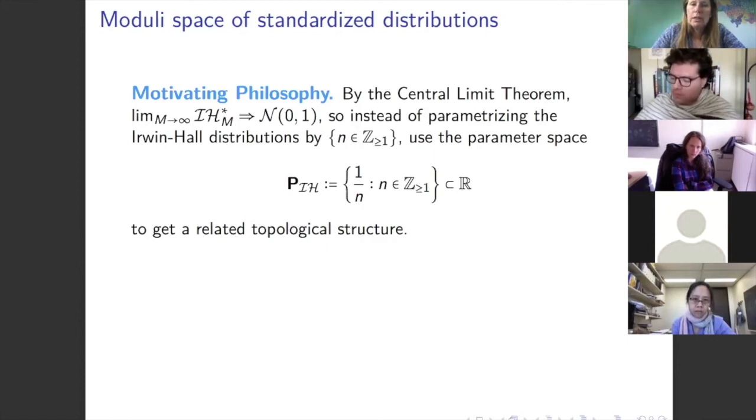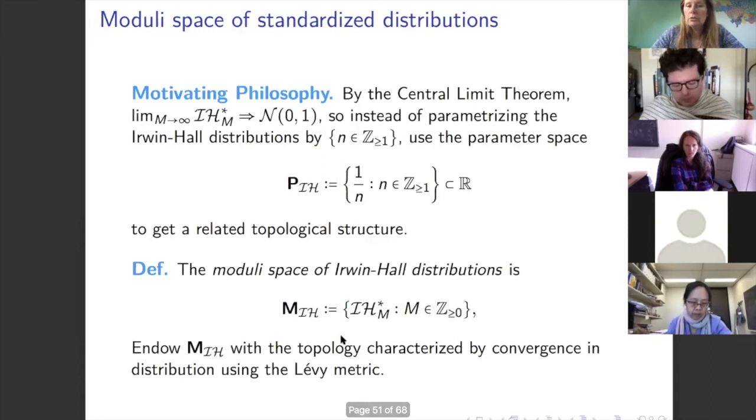And I want to claim that instead of parameterizing the Irwin–Hall distributions by the set of positive integers, we should use the reciprocals. So let's define the parameter space P sub IH for the Irwin–Hall distributions to be 1 over n for all positive integers n. What's nice about that is it has a topological structure coming very naturally from the fact that it's sitting inside the real numbers. And what does it converge to at the bottom? It converges to 0. So we use that. Let's define the moduli space of Irwin–Hall distributions to be the set of standardized Irwin–Hall distributions for all m, and here we include the 0, so there's a little shift involved just to be complete.